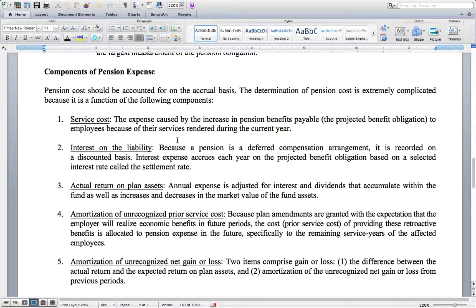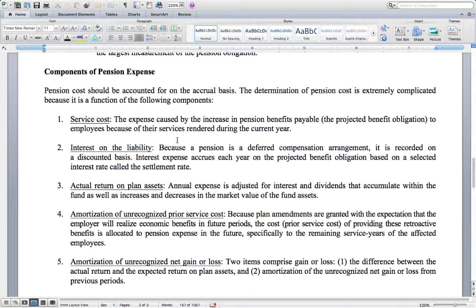First is service cost. This is the expense caused by the increase in the pension benefits payable to employees for their services rendered in the current year. So this is the amount of money that the company is setting aside for their employees who worked during the current year. If they calculate that, for all the employees that worked this year, based on their current salaries or their future salaries, depending on the measurement of the pension obligation, they owe $100 added to the pension benefits payable, that is what they would be recognizing as the service cost.